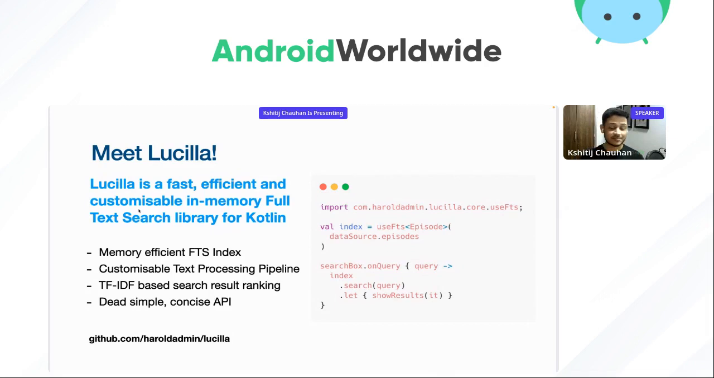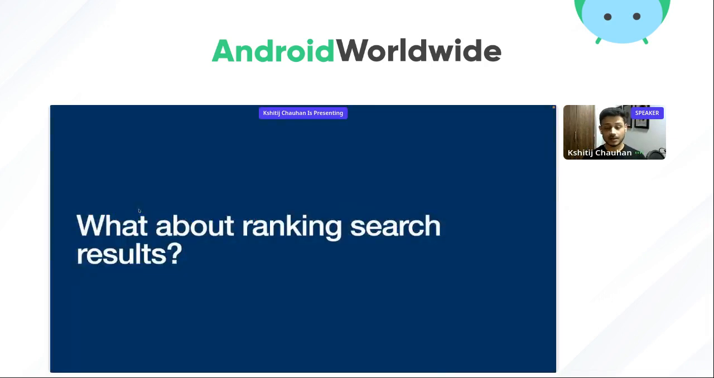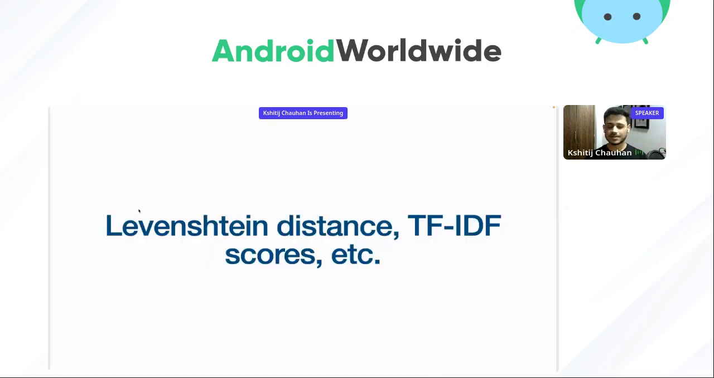Now, with that shameless plug out of the way, let's move on to the topic of full text search again. What about ranking the search results? You got your search results back from your index, but how do you determine which search result is the most relevant to your query? Well, the answer is not as clear cut as everything I've told you so far. There are multiple scoring systems that you can use to actually rank the relevance of your search results.